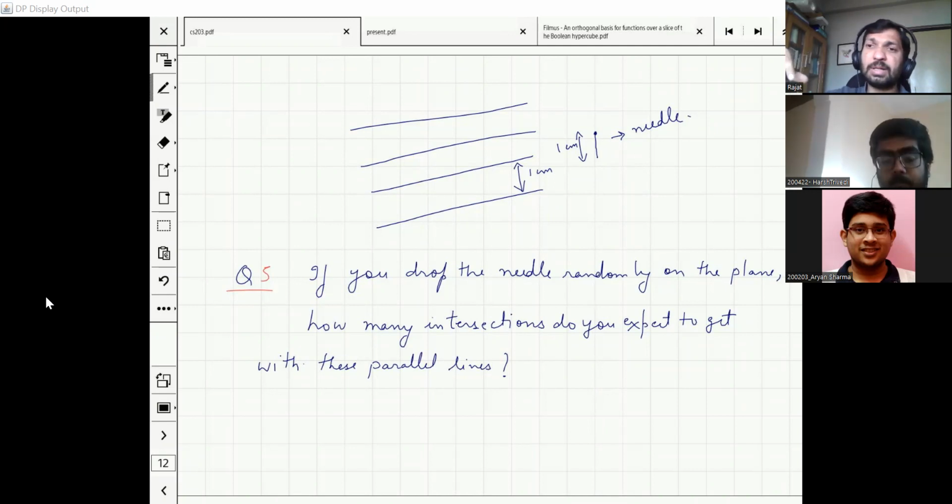Now you have a 1 centimeter needle and you drop it randomly. It can be turned, rotated, it can be straight, it can be at any position. How many intersections do you expect to get with these parallel lines?